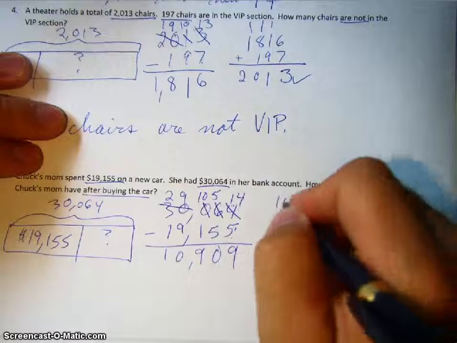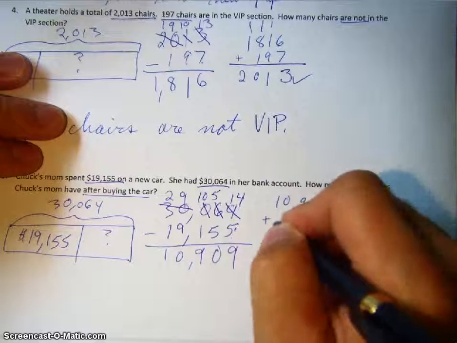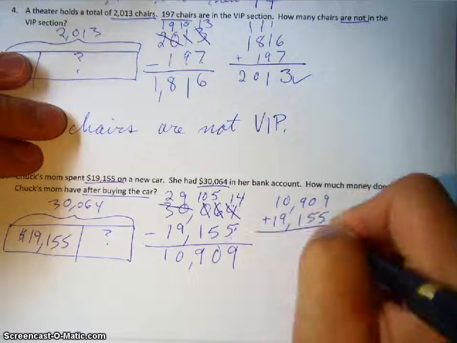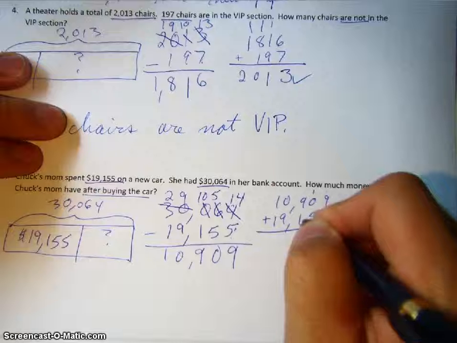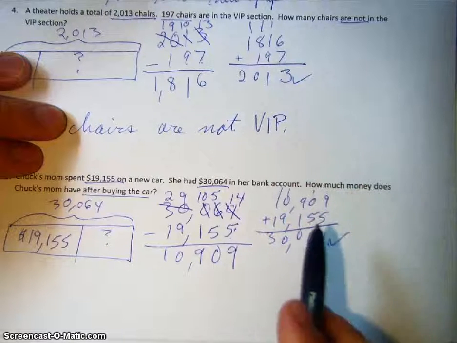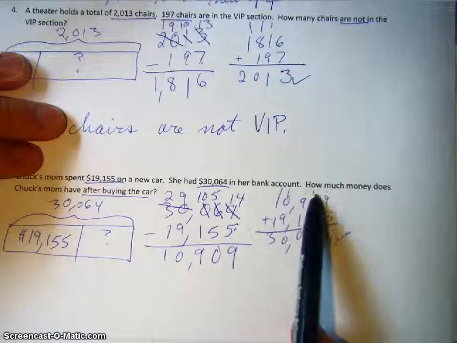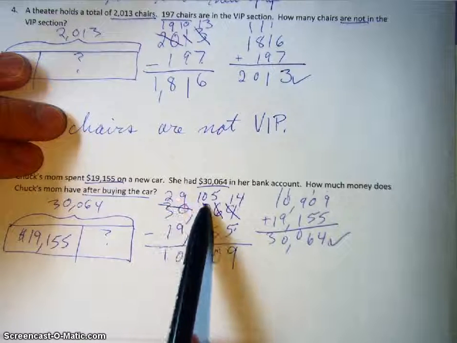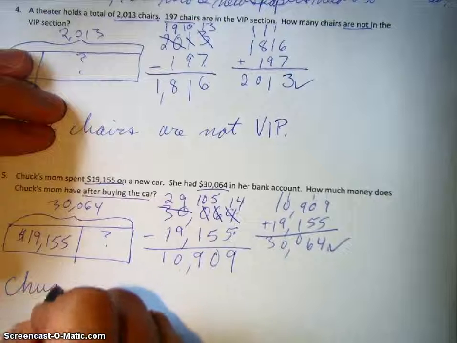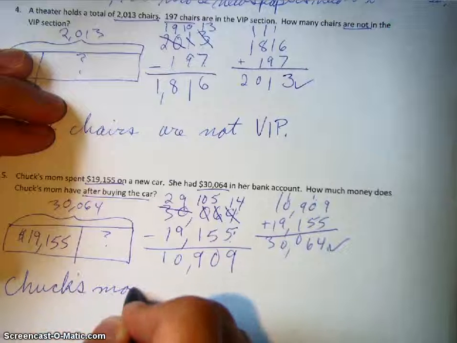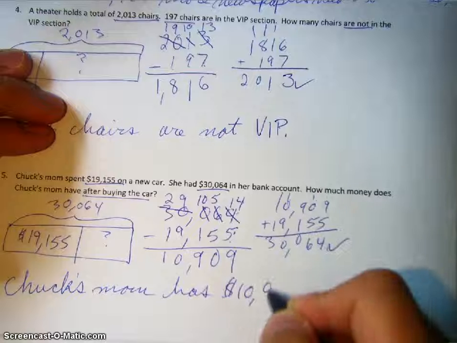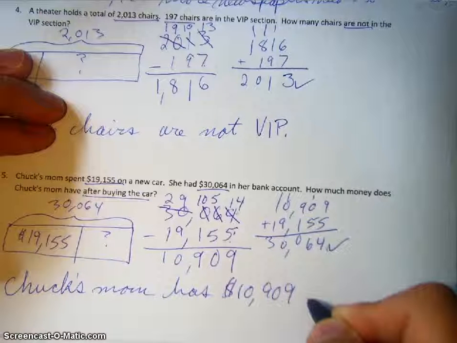Okay, and then we got to check it with the inverse of subtraction, which is addition. Okay, so go ahead, add these on up. You can see that it checks out. Now again, you see where you're composing over here. This is exactly where you're decomposing over here. Okay, so Chuck's mom has $10,909 left.